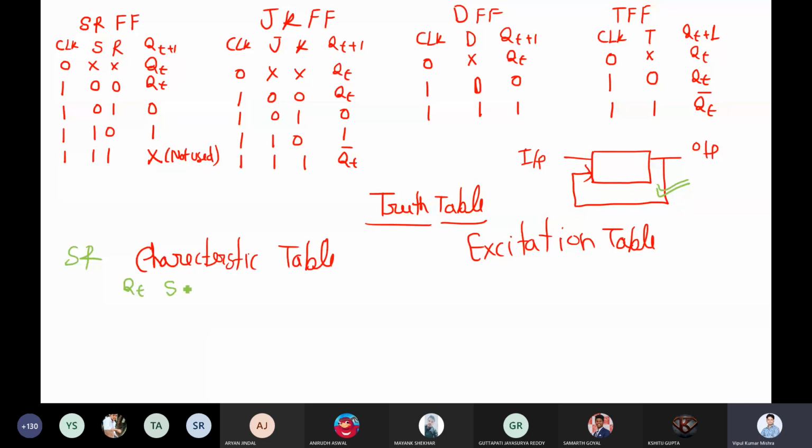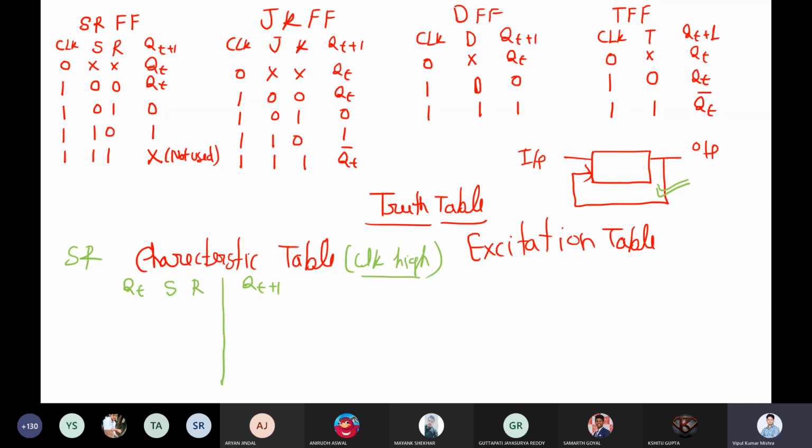So what will be the inputs for this? They will be Qt, that is the previous output, S and R, and the final output will be Qt plus 1. So this will be your output and these three will be inputs. One important thing: whenever we are making a characteristic table, we are considering the clock is high. So we are not taking the input of clock 0 here. We are making this table with the consideration that the clock is high.